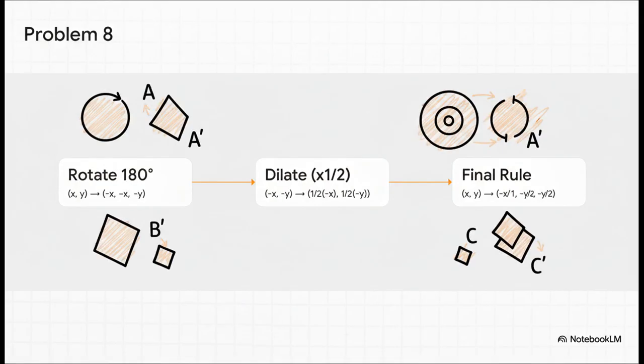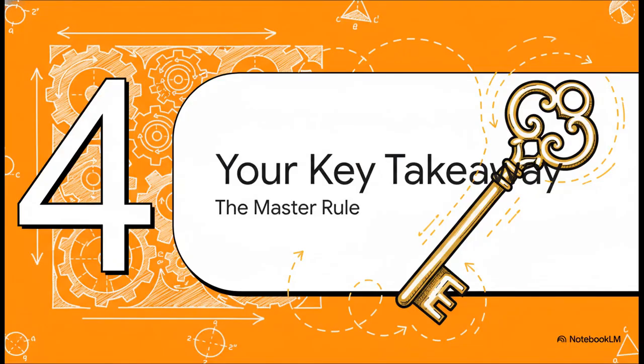And for our last example, let's do one more 180-degree rotation followed by a dilation. The rotation gives us negative x, negative y. Dilating by a half just means multiplying by 1/2, which is really the same as dividing by 2. So our final rule is negative x over 2, negative y over 2. And with that, we're through all the examples. Whew, we just powered through 8 different combinations.